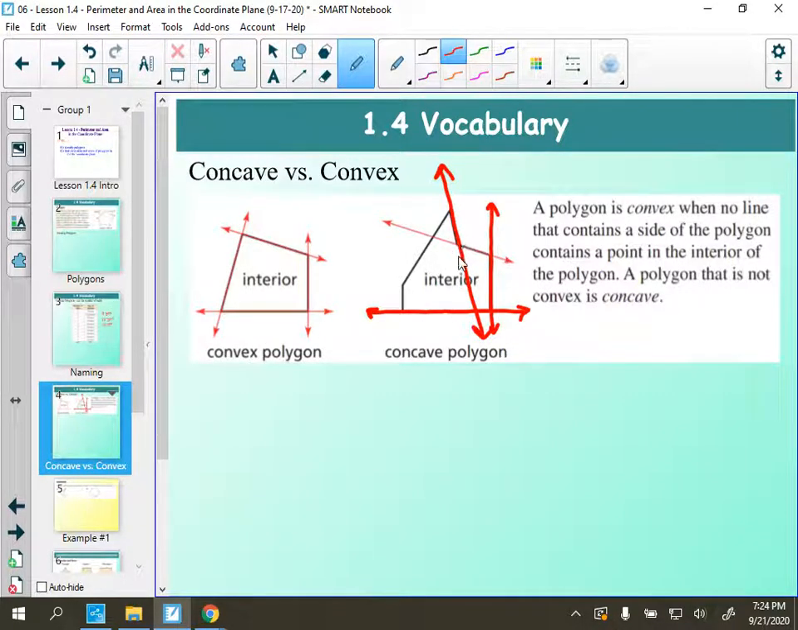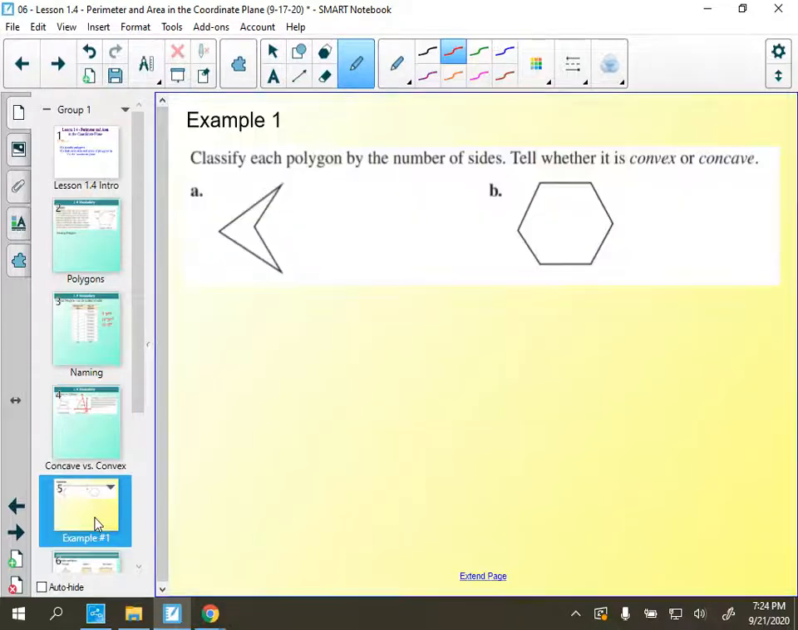So it's a little confirmation, a little way to verify, hey, is this concave or convex? That's one thing you could do. All right. So using all that vocab and terminology that we just talked about, classify each polygon by the number of sides, tell whether it's concave or convex.